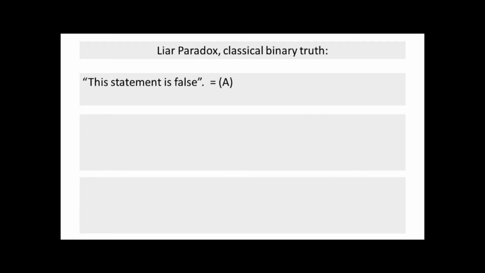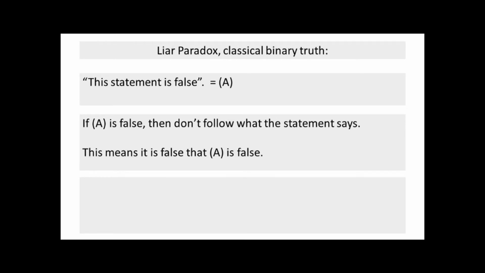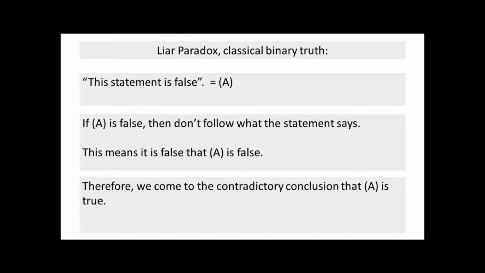Let's see what happens when A is false. If A is false, then don't follow what the statement says. This means it is false that A is false. Therefore, we come to the contradictory conclusion that A is true.